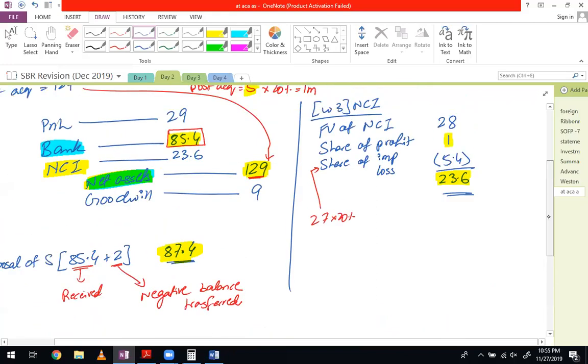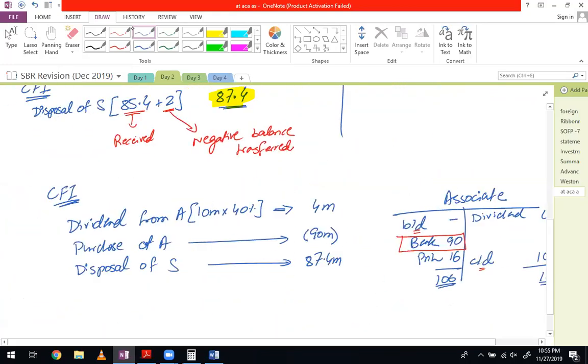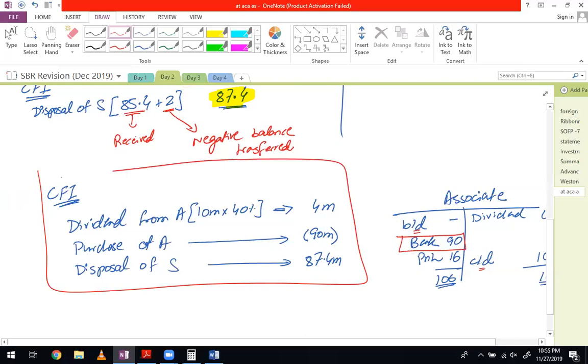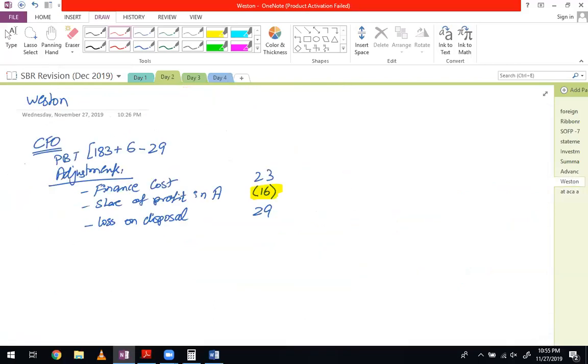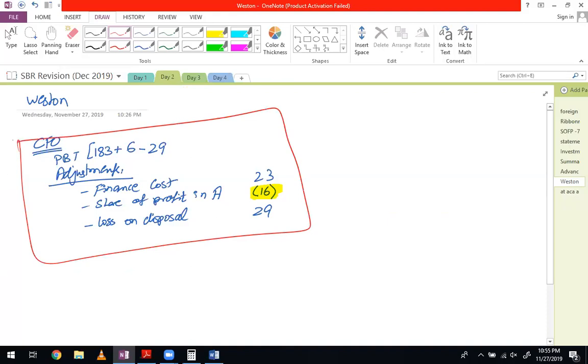So this is how we have prepared an extract of the CFI and an extract of the CFO for the adjustment number 1, 2, and 3. So this was basically the question which the BPP exam kit also incorporated. So I tried to use the past paper question to solve the similar question with the BPP exam kit.